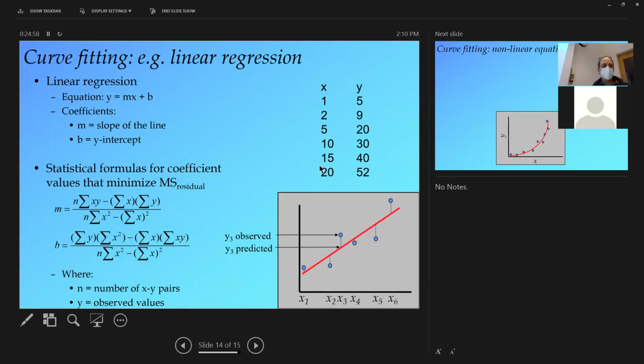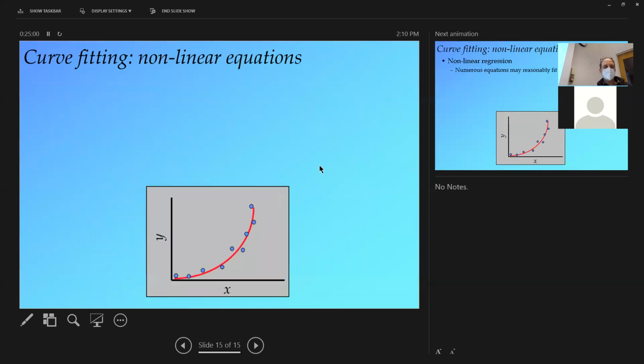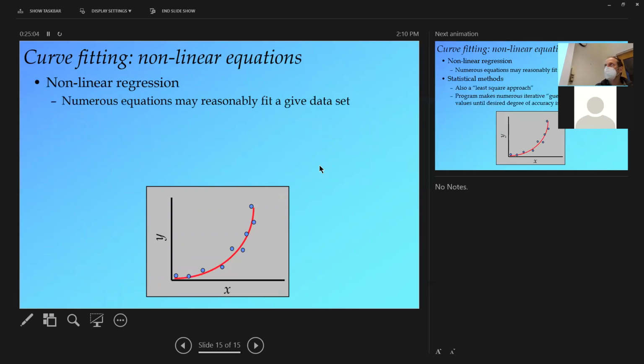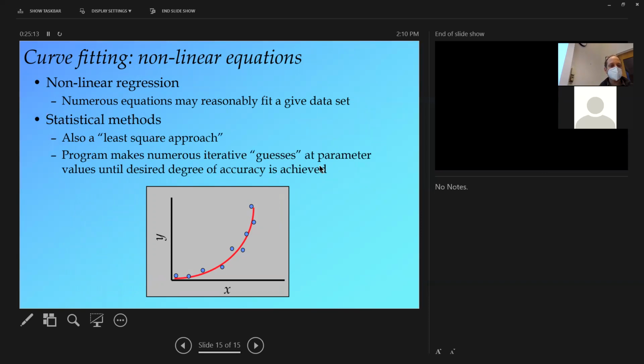It gets a little bit more complicated with nonlinear regression, but the same overall goal is there. As I say, there are many equations that might fit the data, but the statistical method is basically still a least squared approach. And so all of that was kind of a preface to getting a little bit of hands-on experience with this.